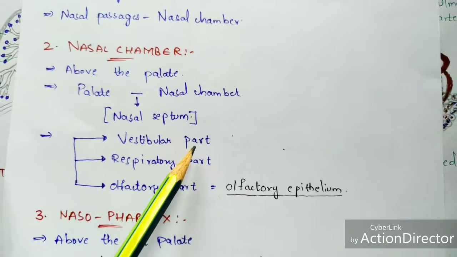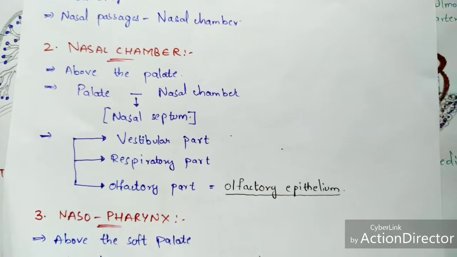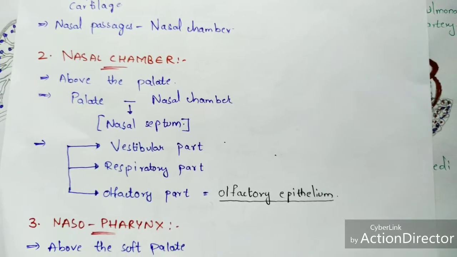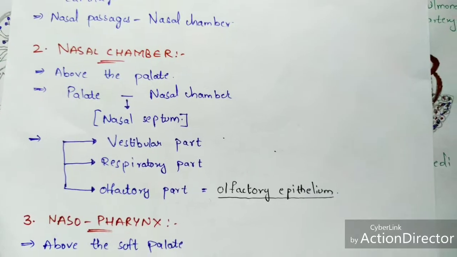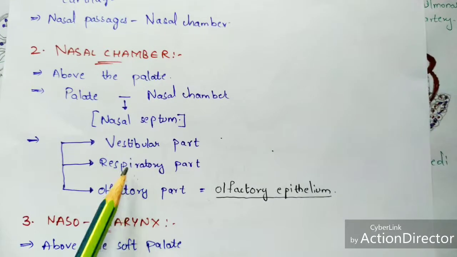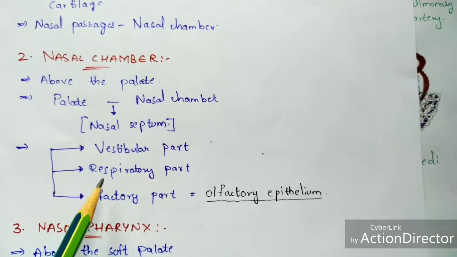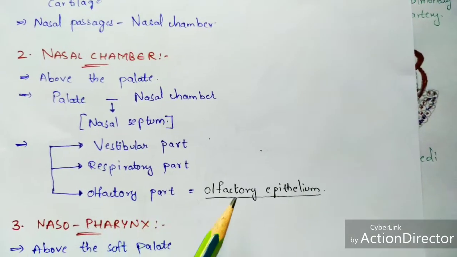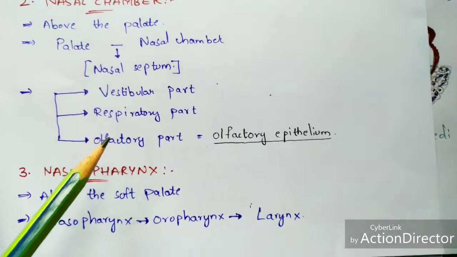The vestibular part consists of hair particles, and it also consists of sebaceous glands. Normally these hairs play a major role in protecting against harmful particles. If you inhale air, harmful particles will also be present, right? Those harmful particles get filtered by the vestibular part, with the help of the hair present there. The respiratory part helps in controlling the temperature as well as the humidity. And for the olfactory part, one important thing to remember is that it is lined with olfactory epithelium. The air present in the nasal chamber will then enter into the nasopharynx.